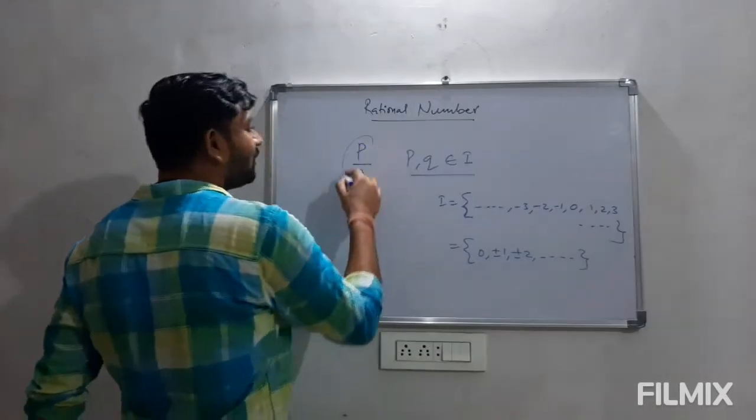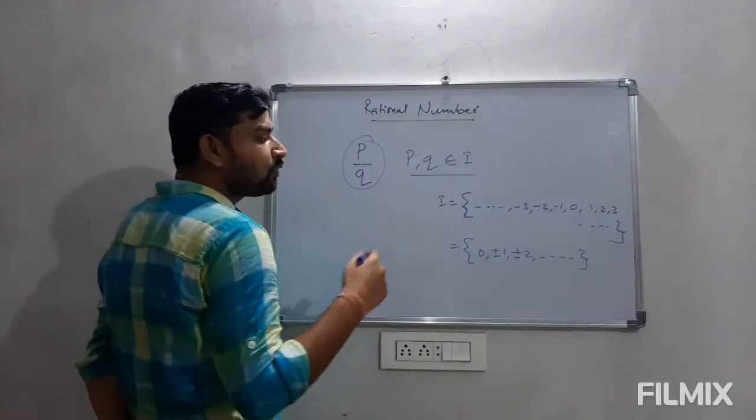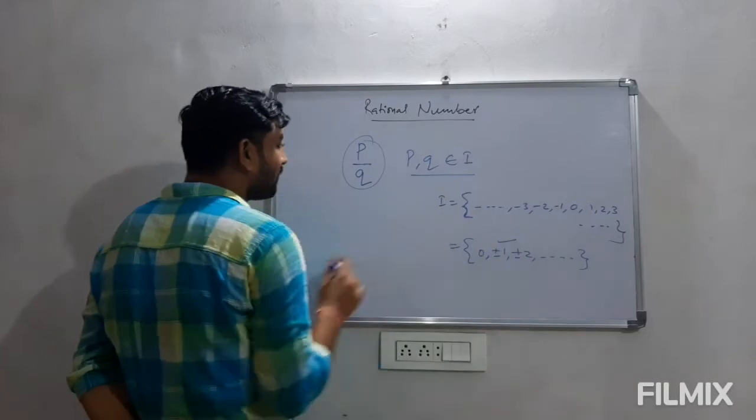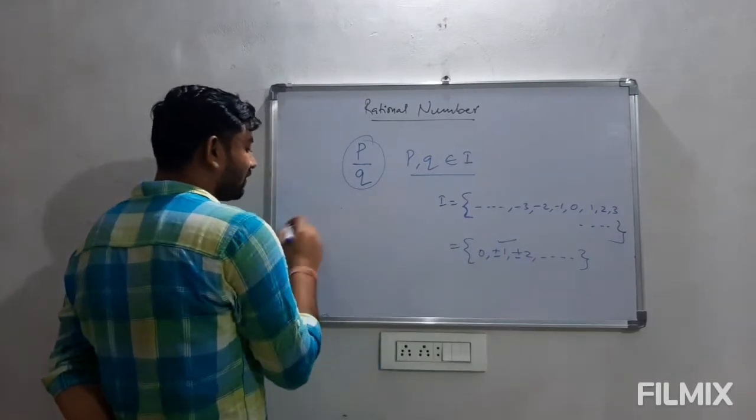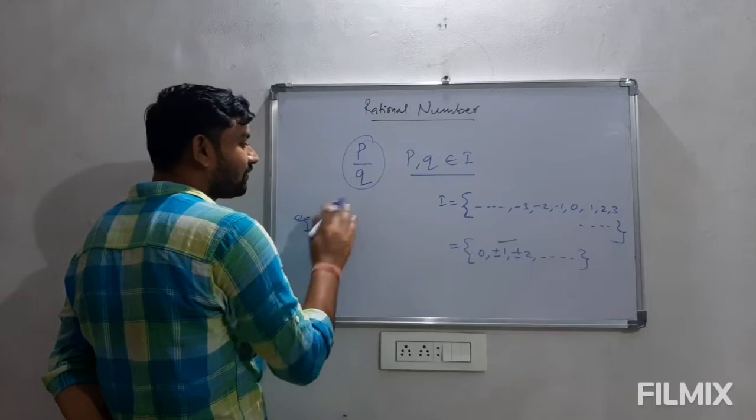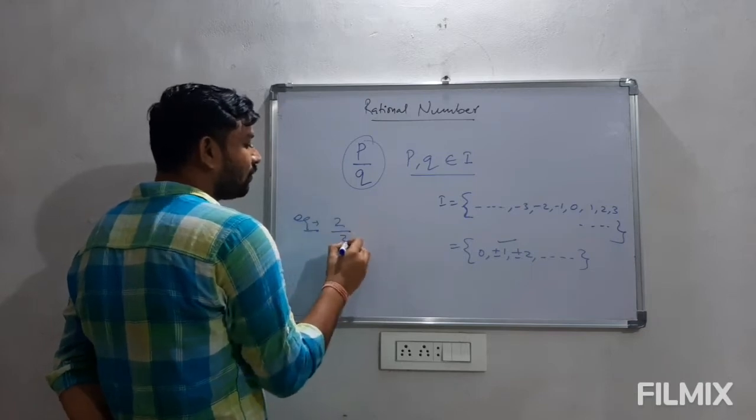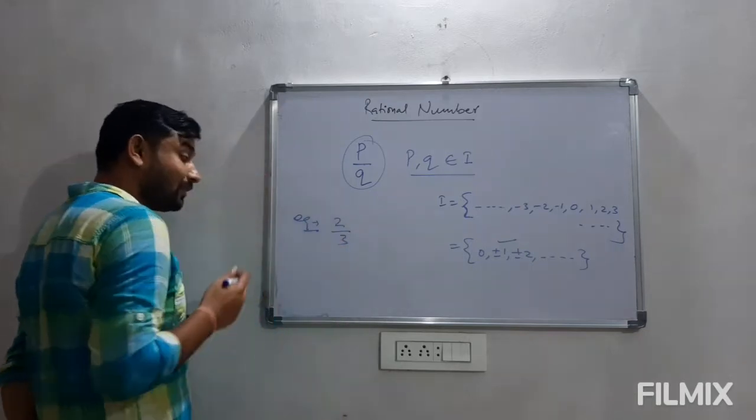What does it mean? The value of p can be positive as well as negative, as we see from integers. So here let me take some examples of rational numbers. If I write 2 upon 3, this is just like a fraction.